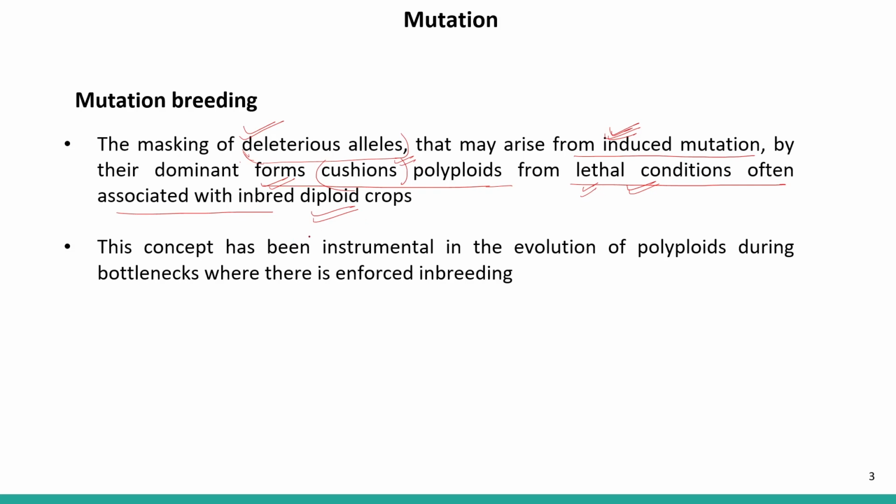This concept has been instrumental in the evolution of polyploids during the bottleneck where there is enforced inbreeding. So this concept has been very important in the evolution of polyploids. How are polyploids formed? By induced mutation.